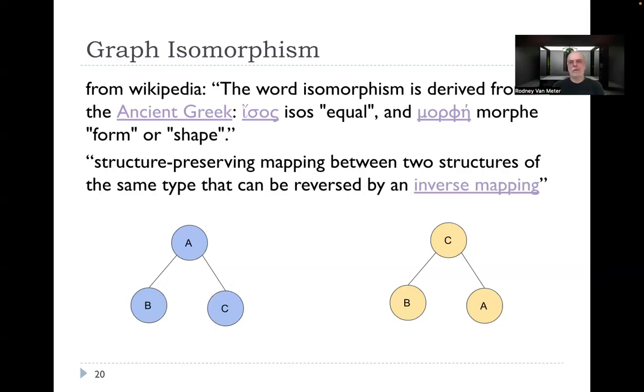So for example, here are the 2 graphs that you see on the screen. They're both 3-node graphs, and they look the same to a human eye, but if you look at the labels in them, one of them is labeled with A at the root at the top, and the other one is labeled with C at the root at the top. The graph isomorphism problem is to figure out, can we relabel all of the nodes in one of our graphs and get another graph that's identical? So are the 2 graphs actually the same?